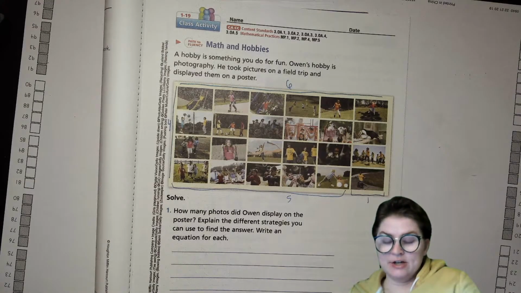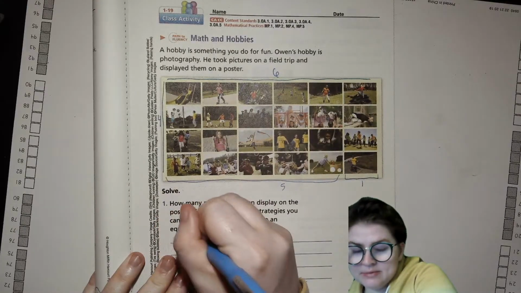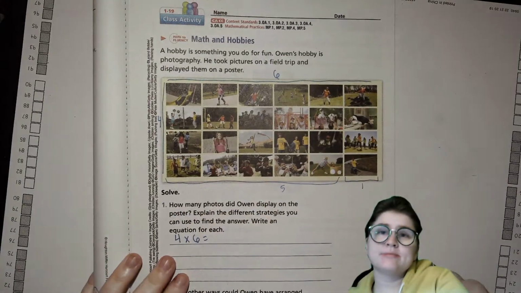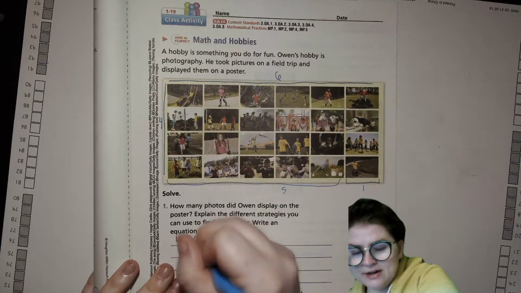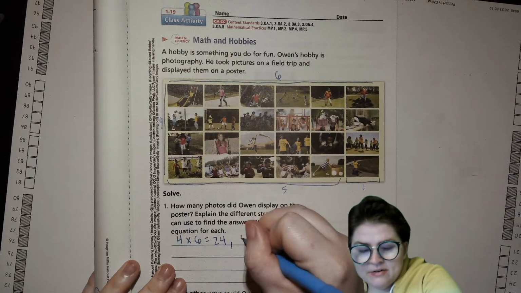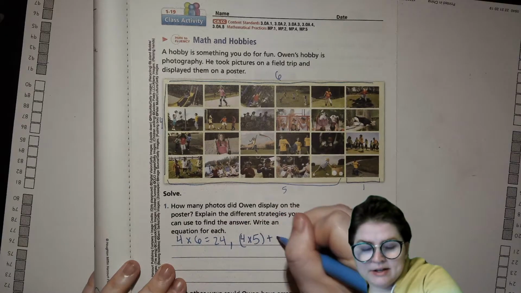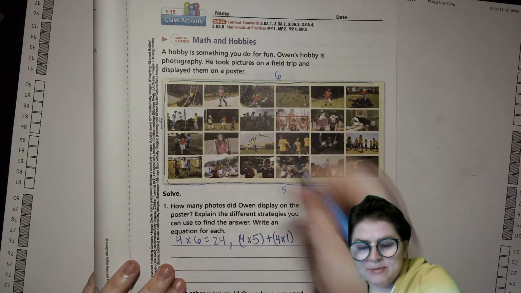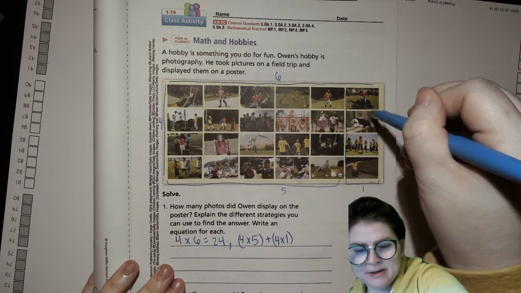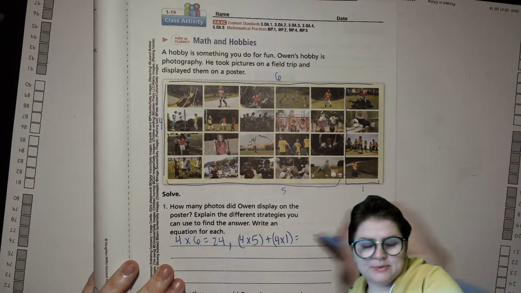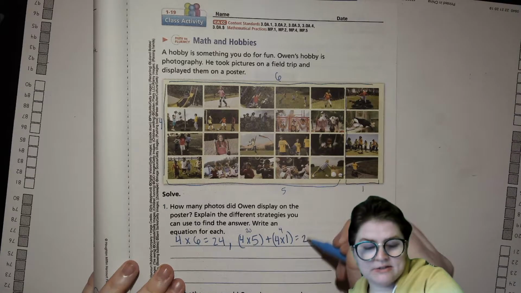So here we have a 4 by 6 array. So you could have 4 times 6. What does that equal? 24. You could also have 4 times 5 plus 4 times 1. That would be this group of pictures plus that group of pictures, which also equals what? 4 times 5 is 20, and 4 times 1 is 4, so 24.